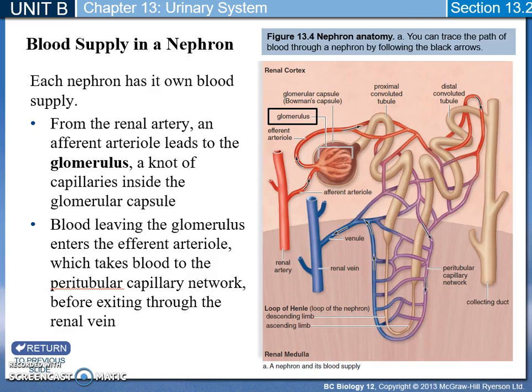The blood supply in a nephron: each nephron has its own blood supply from the renal artery. An afferent arteriole leads to the glomerulus, which is a knot of capillaries inside the glomerular capsule, which you can see labeled on the diagram there. Blood leaving the glomerulus then enters the efferent arteriole, which takes blood to the peritubular capillary network before exiting through the renal vein. And you can see those structures as well on that diagram.